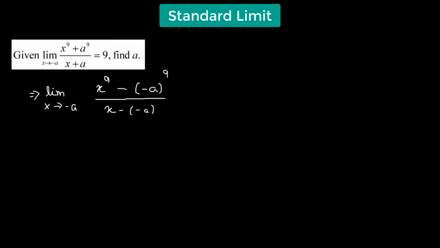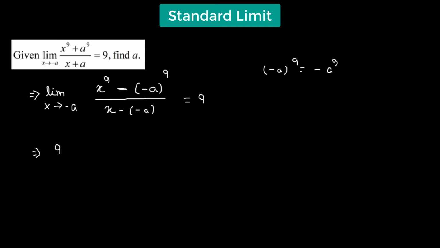Because we have negative a raised to the power of 9 equal to negative a raised to the power of 9, the negative gets multiplied to the minus sign and makes it positive. That will become exactly like the original function here. Now that this has been done, our given limit is in the standard form.